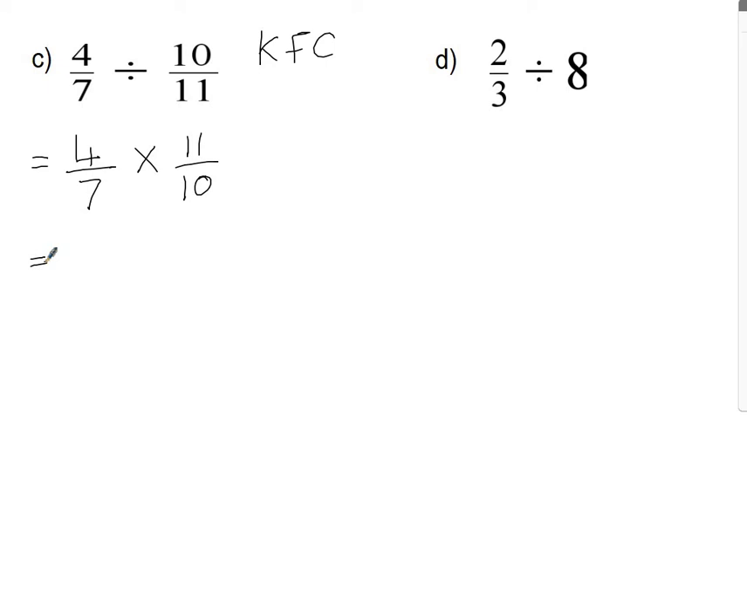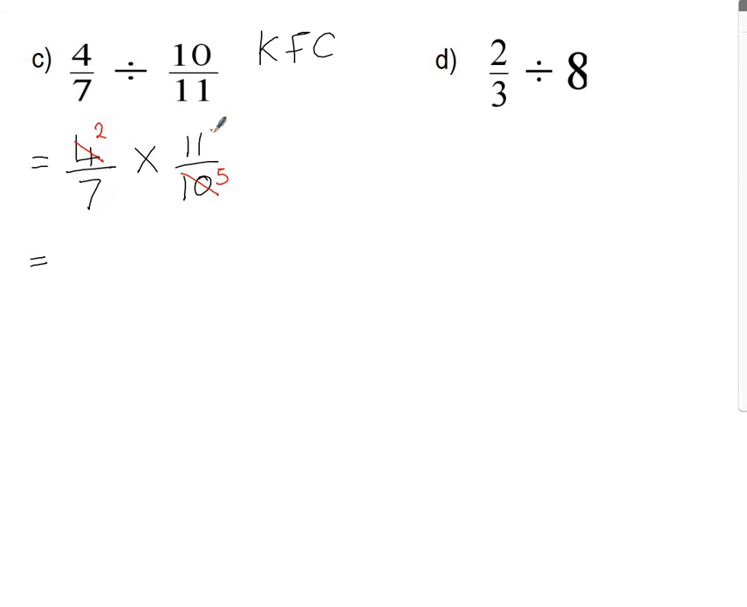So see if you can cross cancel. Let's look at these diagonals here. Does anything go into the 4 and the 10? Yes. 2 goes into both. So 2 goes into 4 2 times. 2 goes into 10 5 times. Does anything go into 7 and 11? No, other than 1. Let's go downwards.